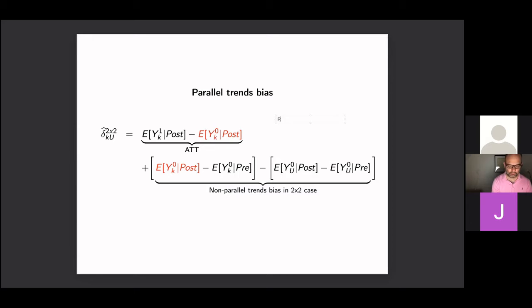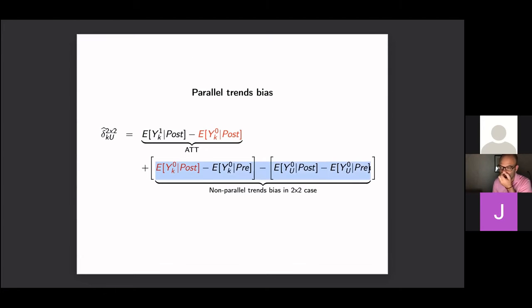All I've done here is rearrange the previous slide to illustrate causality and bias. Here's the causality. Here's the causal parameter we care about, the ATT. Notice what the ATT is. It is expectation Y1 for group K in the post period minus expectation Y0 group K in the post period. So notice the causal parameter, ATT, is counterfactual based. We don't observe Y0 group K in the post period. By definition, we don't observe that because in the post period group K was treated, not untreated. So that's an untreated state of the world.